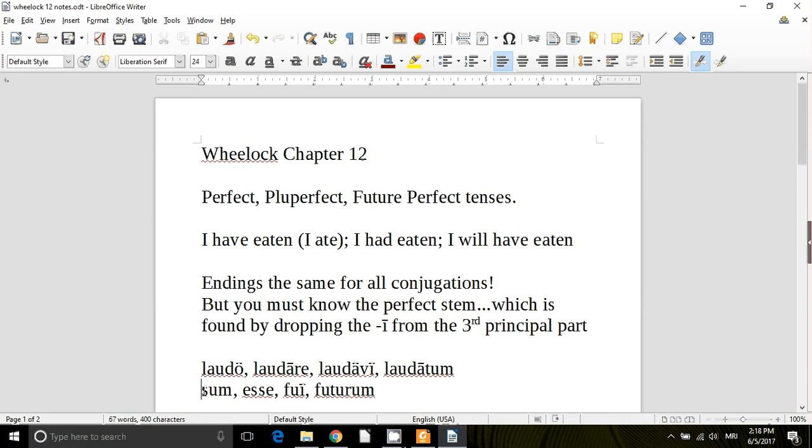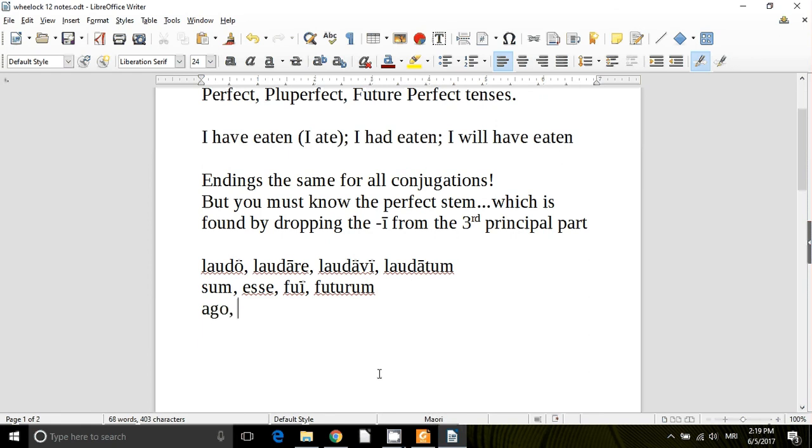But even an irregular verb, like sum: sum, I am; esse, to be; fui, I was, I have been. So the perfect stem is fu for the verb to be. Many of these perfect stems are irregular, especially in the third conjugation.